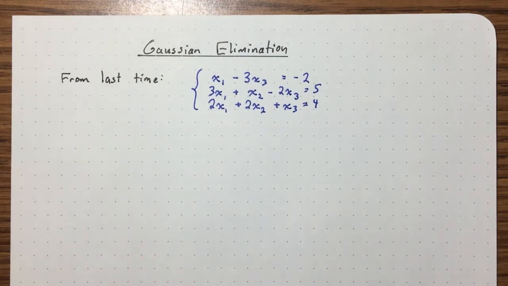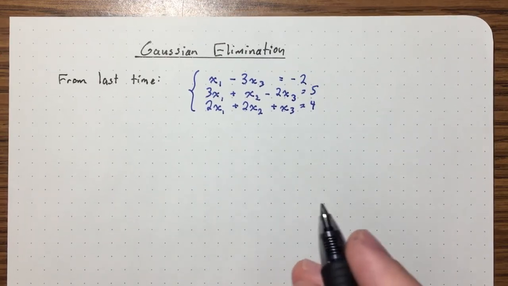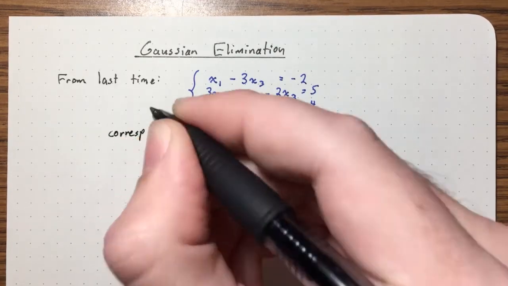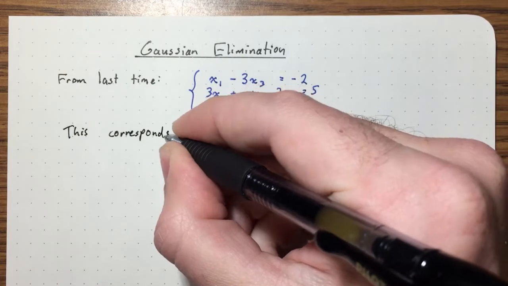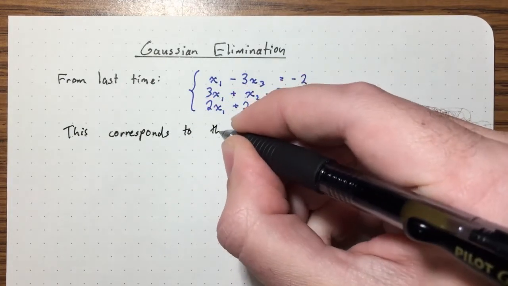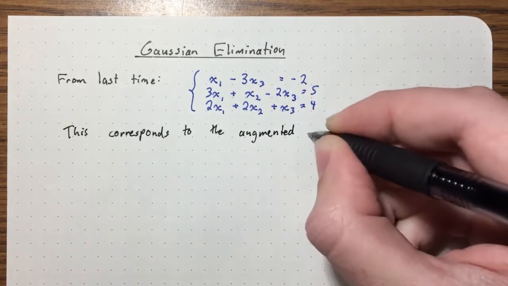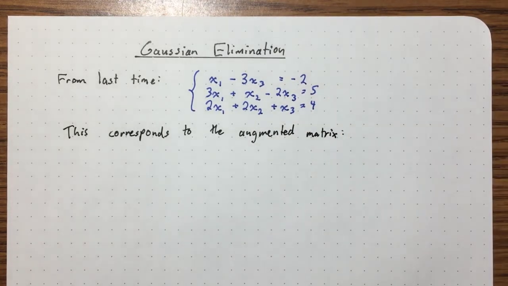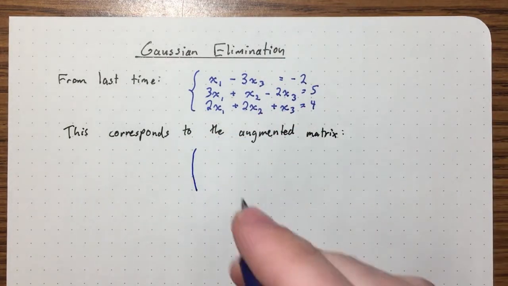This was one of the systems of equations we considered in the previous lecture. And it corresponds to the augmented matrix. So what did we do to form the augmented matrix?